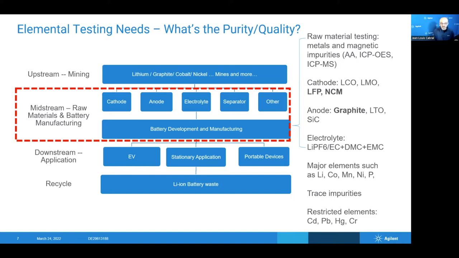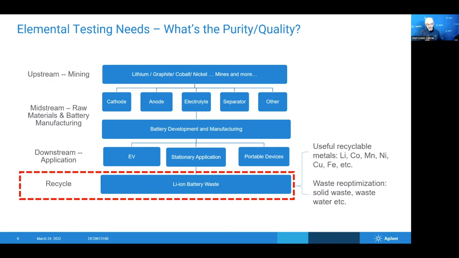Then there's also, through the midstream, what we call the raw materials and the manufacturing. So when you look at the quality of the raw materials, if you're talking about the metals, if there are many impurities, you typically use AA, ICP-OES, or ICP-MS, but primarily ICP-OES within that field. You can also look at the different components. Again, as I said, the cathode, anodes, the electrolyte, major elements throughout all of this, and also mostly trace impurities.